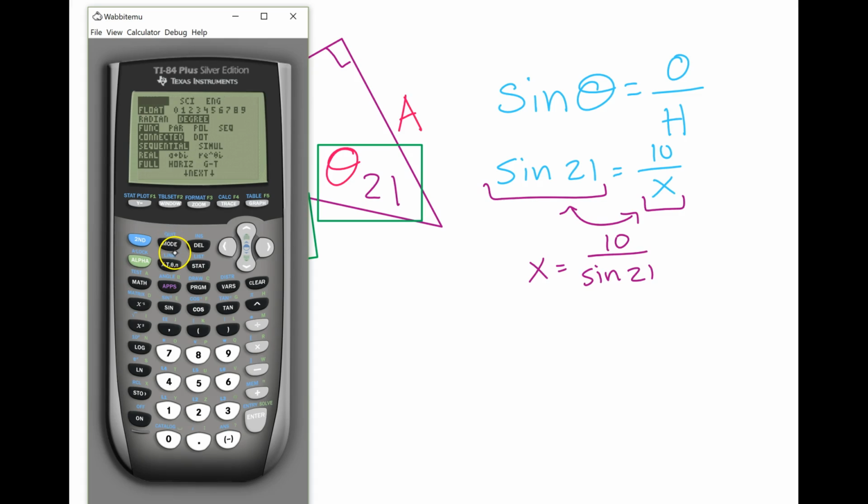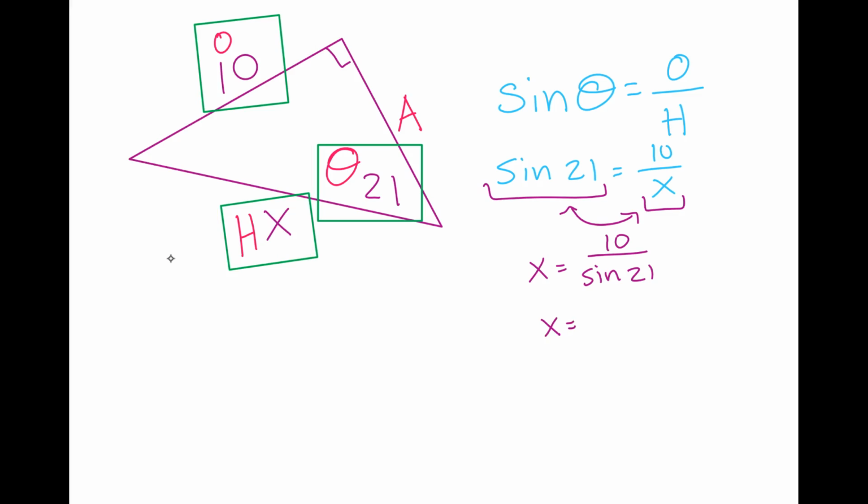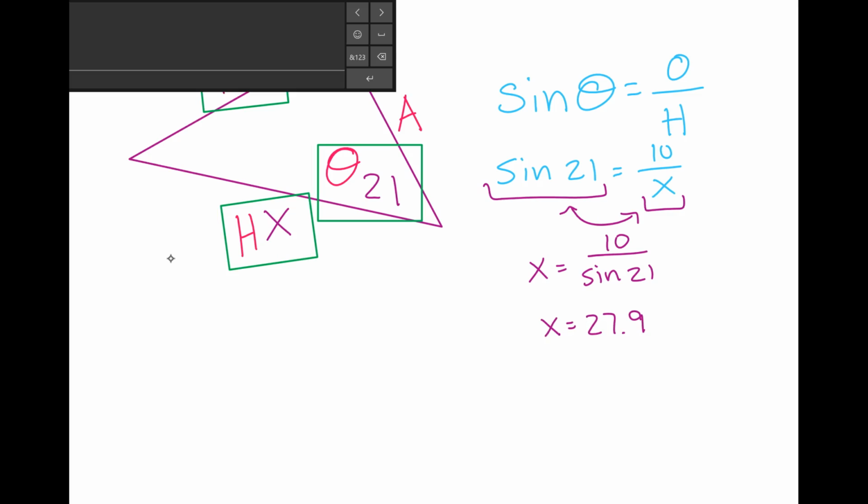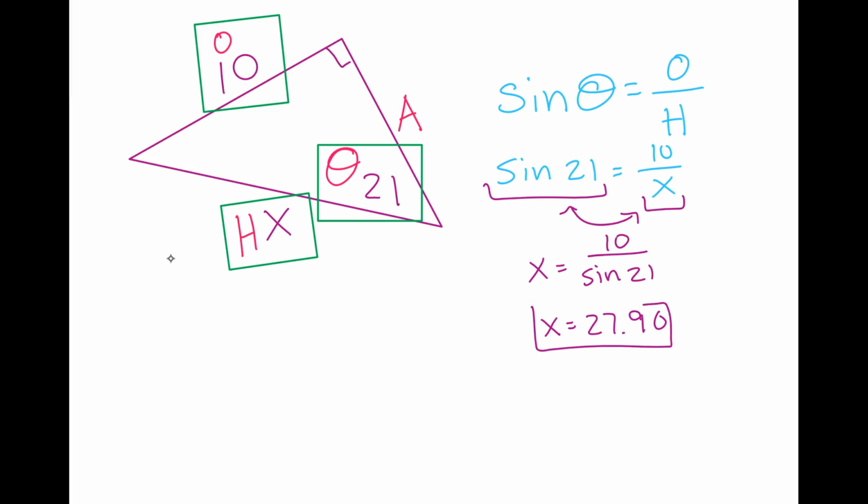Remember, how do you check for mode? You go to mode, hit mode. Good. So it has to be in degree mode. So our answer should have been 27.90. Always round to the nearest hundredths place. Any questions on this problem?